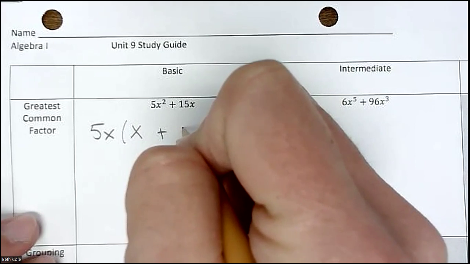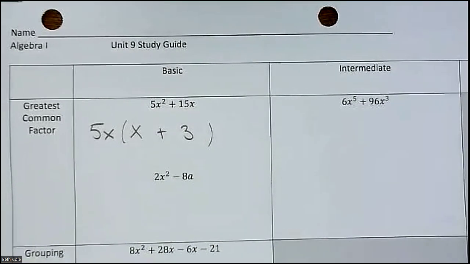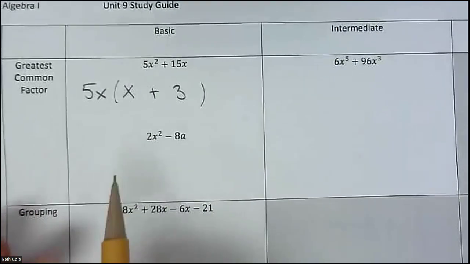15 divided by 5, 3. Good. And if you had written 5, you would have only lost a half point because I do partial credit. All right, this one.